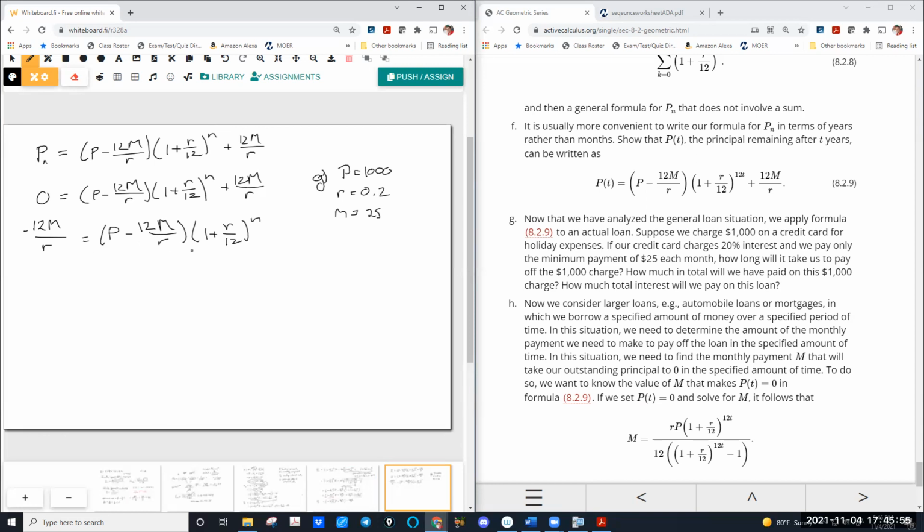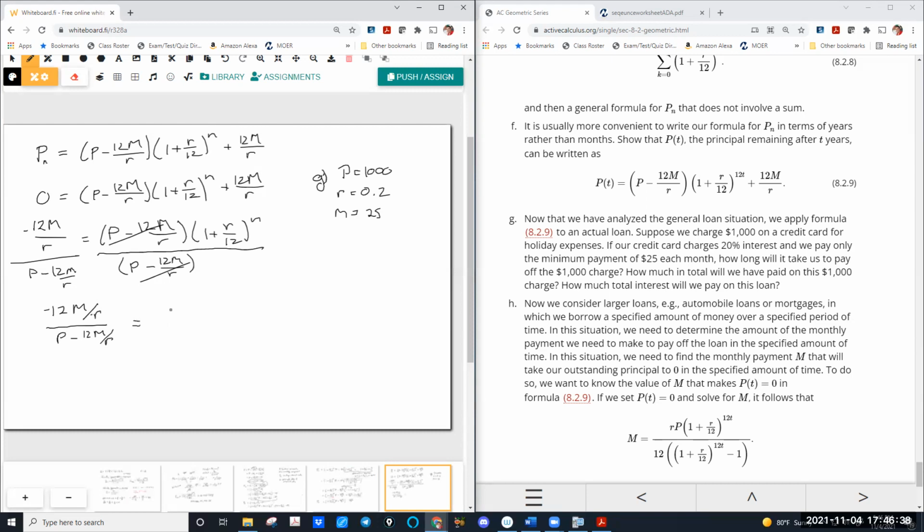And then to solve for n, we'll need to divide by this guy on both sides, p minus 12m over r. So once we do that, notice what we got left. So minus 12m, let's write it this way to give it a little bit more room, p minus 12m over r.